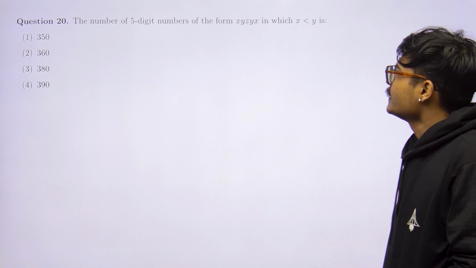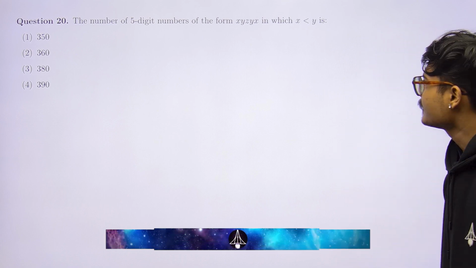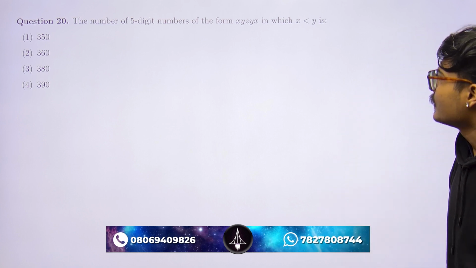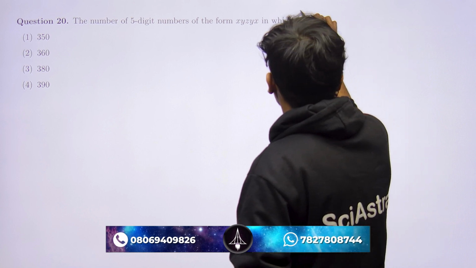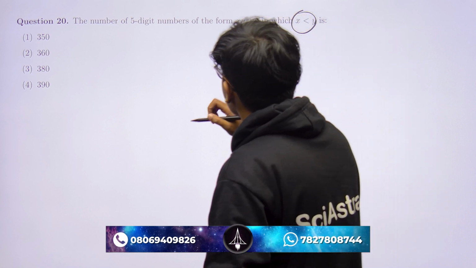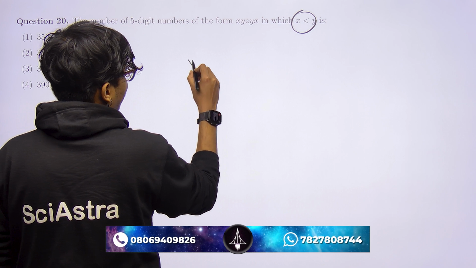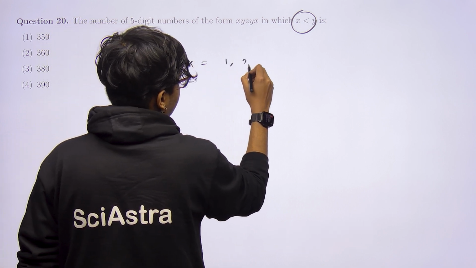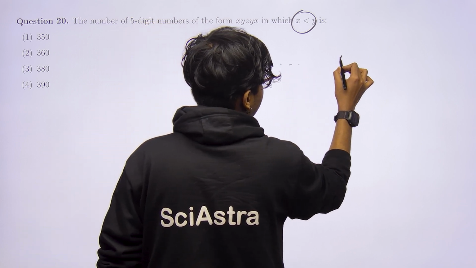The number of 5-digit numbers of the form xyz, in which x is less than y, is how many? If you look at this question, first of all, you want x to be less than y. So let's look at the number of choices of each. x is the first digit, so x obviously can't be 0. So x can start from 1 all the way till 9.